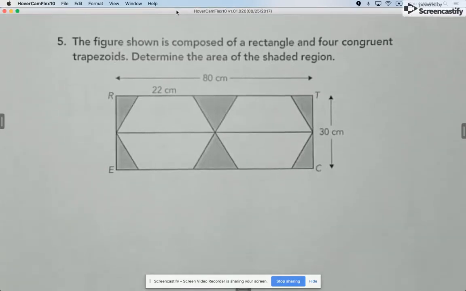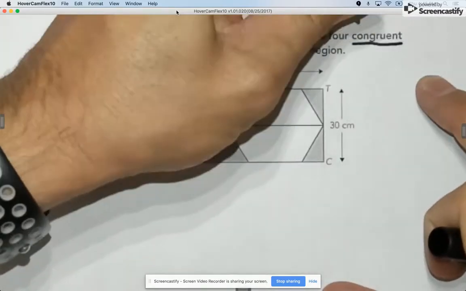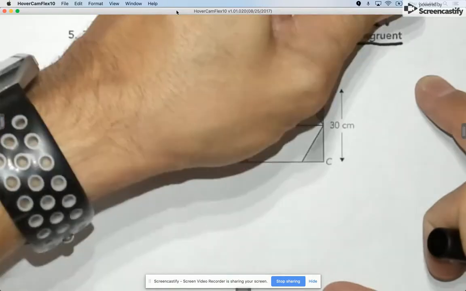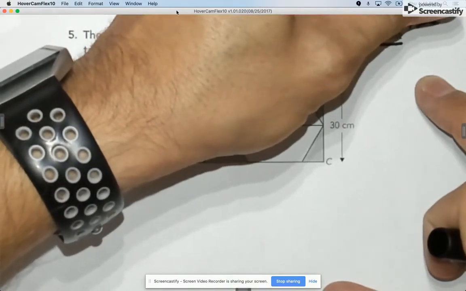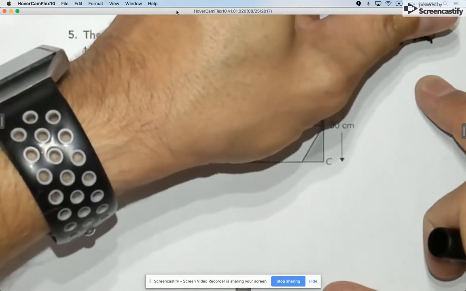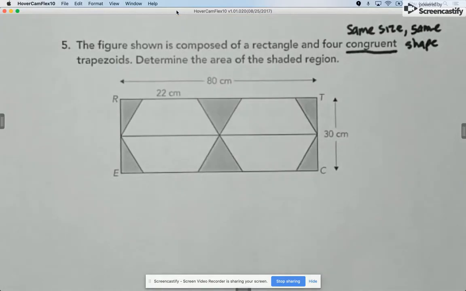Hello and welcome back. Here's the next one that we're going to do. All right, so the figure shown is composed of a rectangle and four congruent, same size, same shape. I once had a class repeat this at least 150 times to see if they would memorize it. They did. Determine the area of the shaded region.